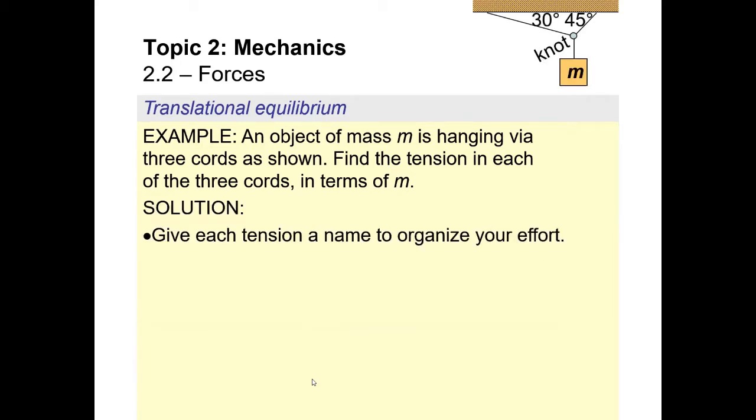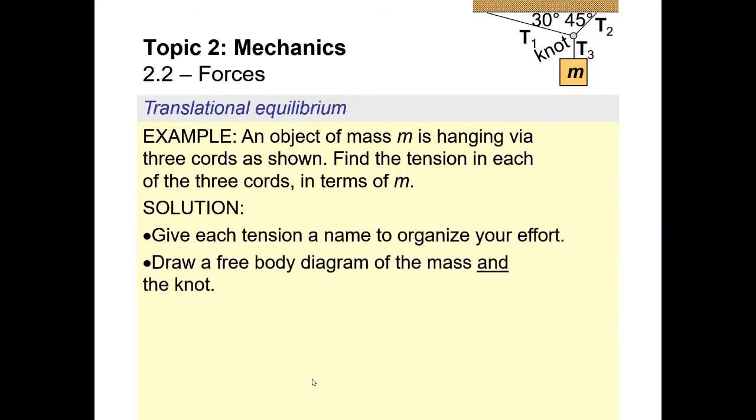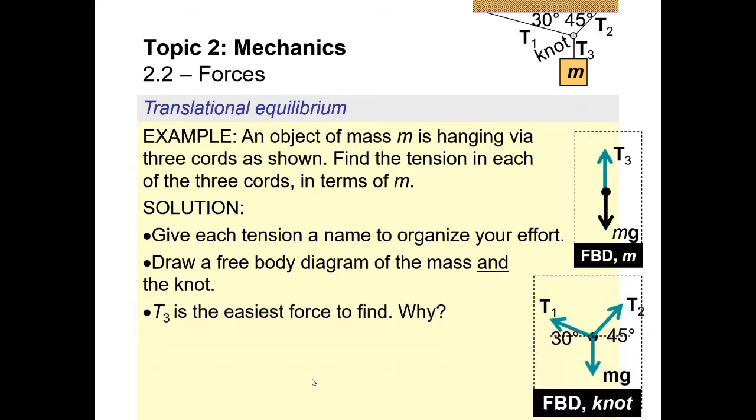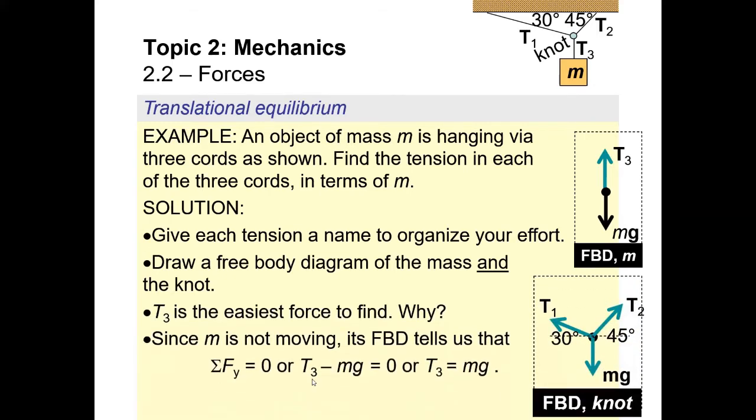Give each tension a name to organize your effort: T1, tension 1, tension 2, tension 3. Draw a free body diagram of the mass and the knot. So for the mass, the mg is downward and tension 3 is upward. As the object is in translational equilibrium, the net force equals 0, so T3 equals mg.